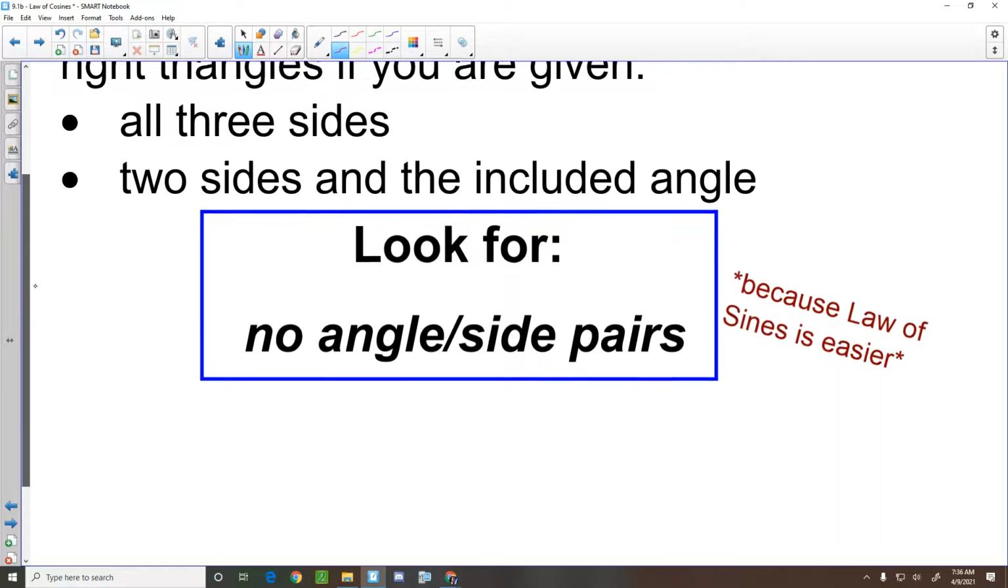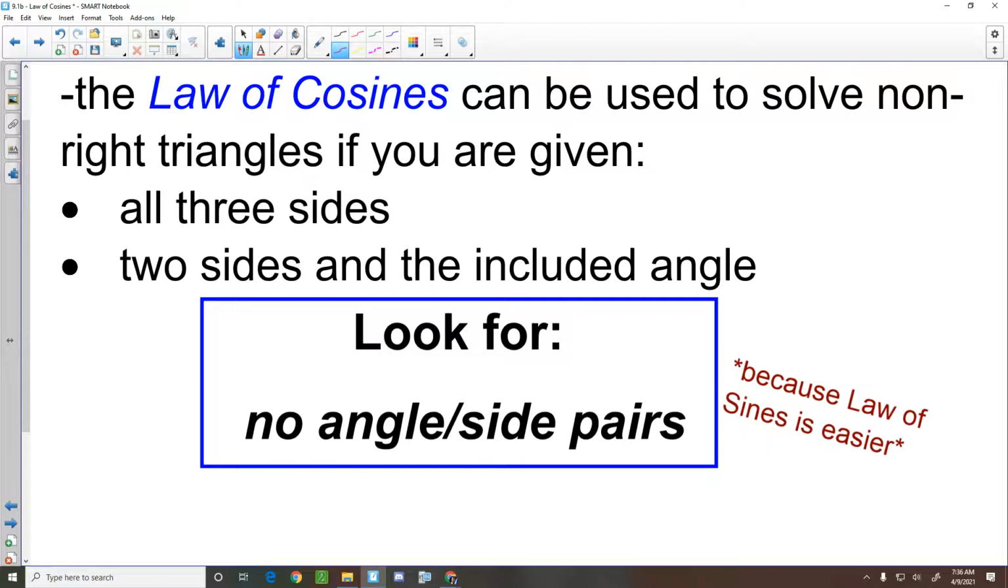I'll put it like this. You have either all three sides, right? If there's no angle given to you, then you can't use the law of sines because you need an angle. Or it's two sides and the included angle. What this word included means is that it's in between, it's forming the two sides. So it's like I've got side A, side B, and angle C, if you will. You have that piece of information where you've got an angle, but you don't have the side across from the angle.